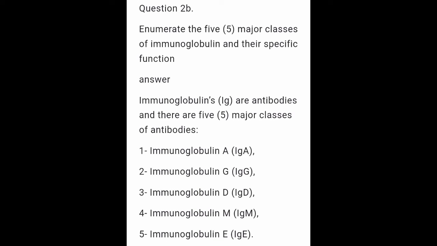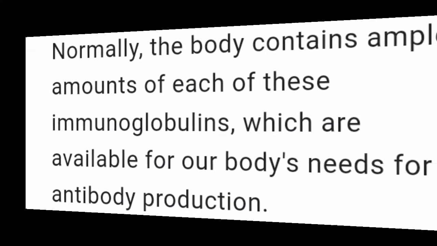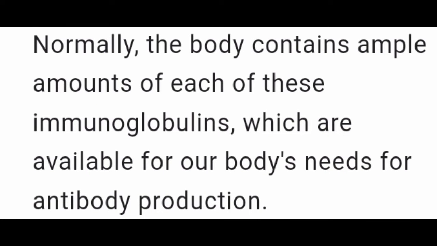Question 2b. Enumerate the five major classes of immunoglobulin and their specific functions. Answer: Immunoglobulins, Ig, are antibodies and there are five major classes of antibodies. 1. Immunoglobulin A, IgA. 2. Immunoglobulin G, IgG. 3. Immunoglobulin D, IgD. 4. Immunoglobulin M, IgM. 5. Immunoglobulin E, IgE. Normally, the body contains ample amounts of each of these immunoglobulins, which are available for our body's needs for antibody production.